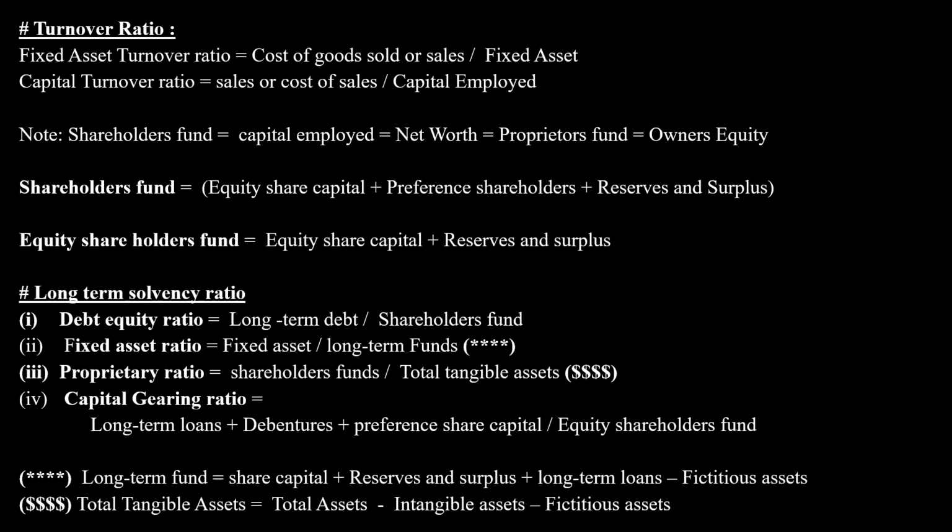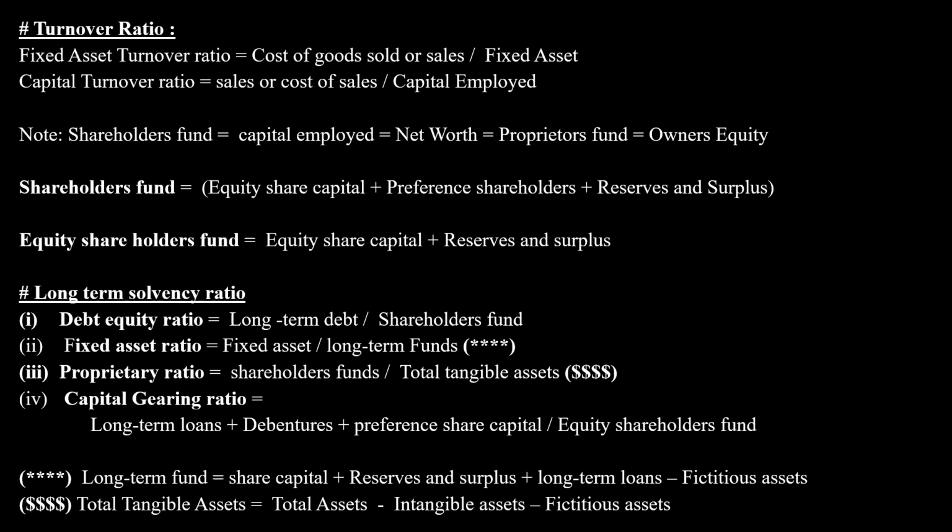Fixed asset turnover ratio. The formula for fixed asset turnover ratio is cost of goods sold or sales by fixed asset. Then capital turnover ratio is sales or cost of sales by capital employed. Now here the shareholders fund is equal to capital employed, plus net worth, or proprietary fund, or owner's equity. So all the four mean one and the same. When you say capital employed, it's nothing but shareholders fund.